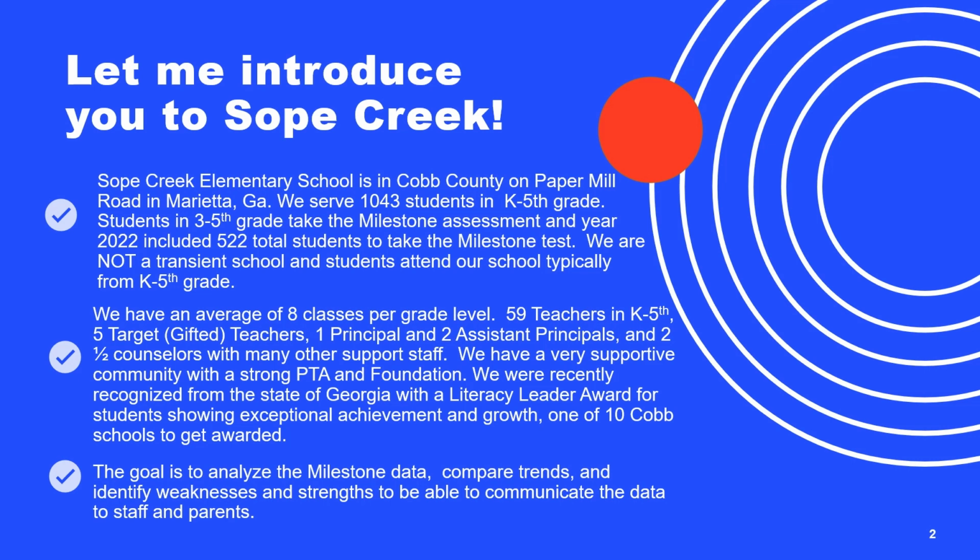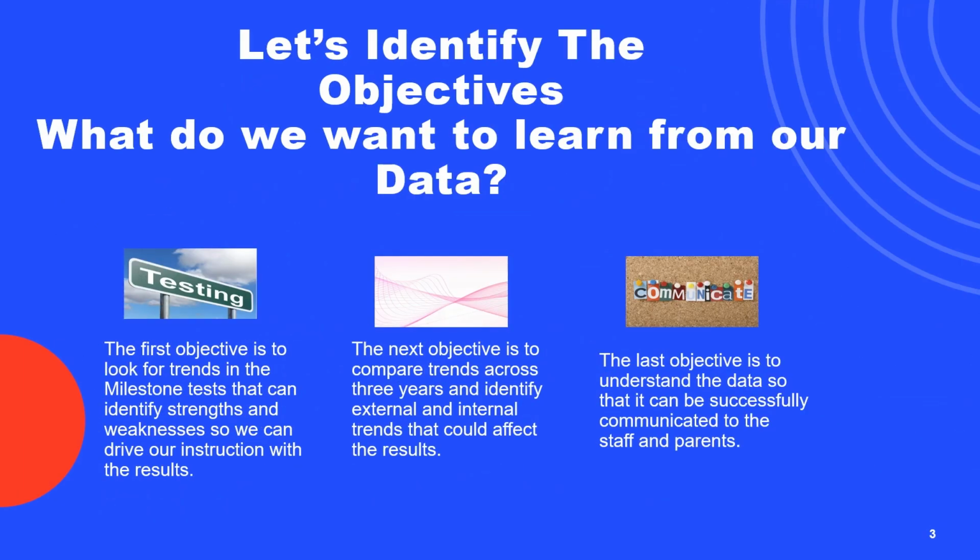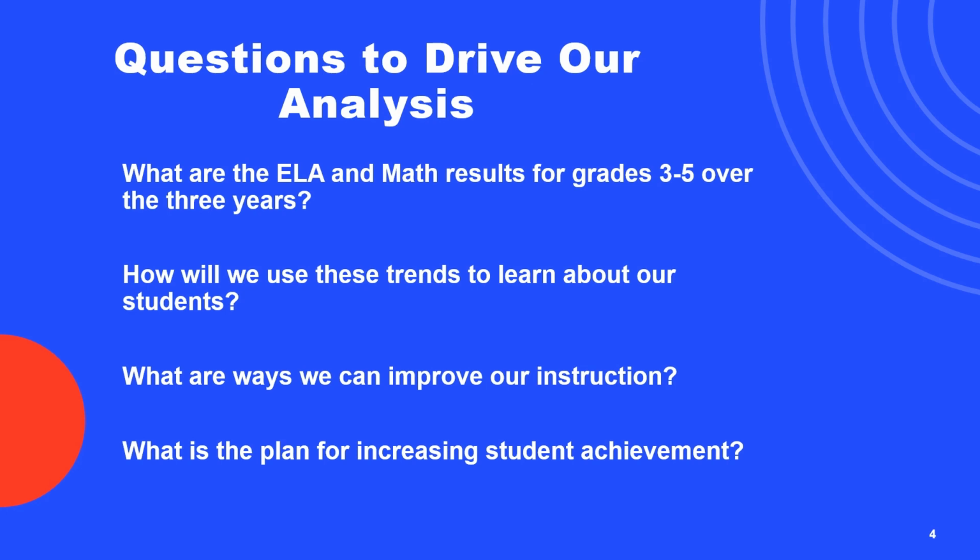The goal is to analyze the Milestone data, compare trends, and identify weaknesses and strengths to be able to communicate the data to staff and parents. The objectives we want to learn from the data is to look for trends in the Milestone test, identifying strengths and weaknesses, so we can use that to drive our instruction. The next objective is to compare trends across the 3 years, identifying external and internal trends that could affect the results. The last objective is to understand the data so we can successfully communicate it to parents.